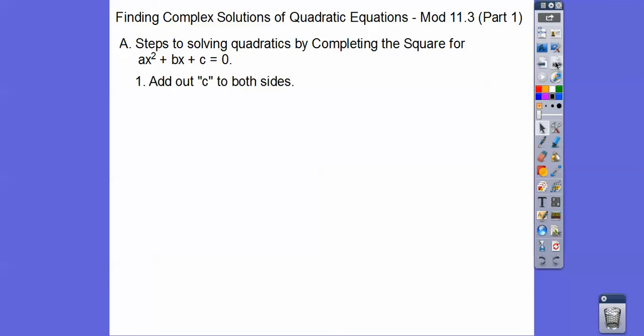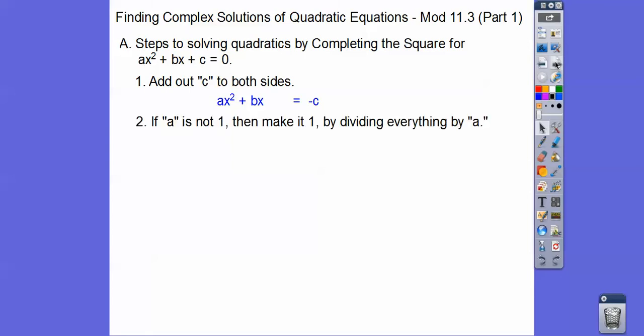All right, so steps for solving quadratics by completing the square of ax squared plus bx plus c equals 0. Add out c to both sides, and so you get ax squared plus bx equals negative c. Now we're going to show you a different method here. Probably your teacher showed you this method already. I didn't because the book didn't, so this is another method. If a is not 1, then divide everything by a to make it 1. So divide by a, divide by a, divide by a, and it gets us that.